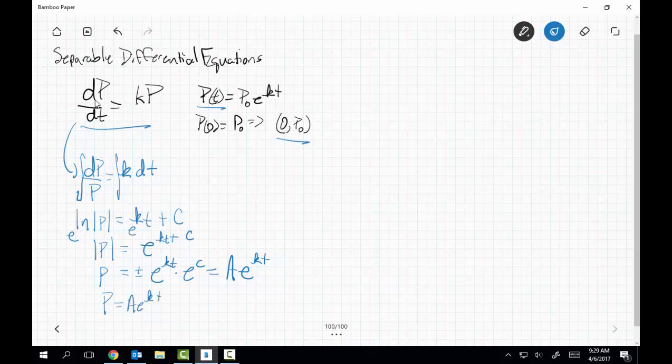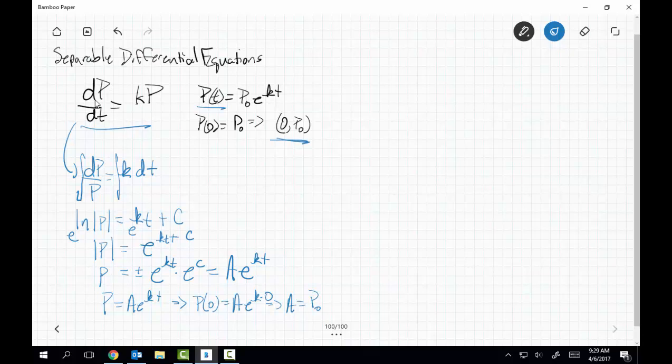Now I need to solve for a. Well, I have an initial value. So I know this implies that p of 0 is equal to a e to the k times 0. Well, k times 0 is 0. E to the 0 is 1, so this implies that a equals p of 0, which we affectionately call p naught.